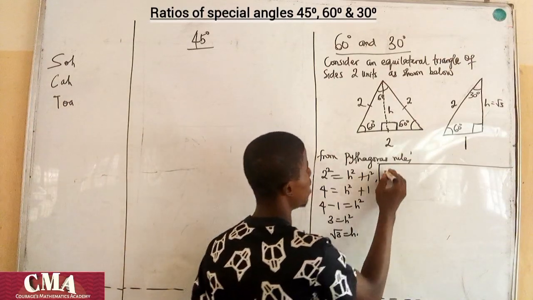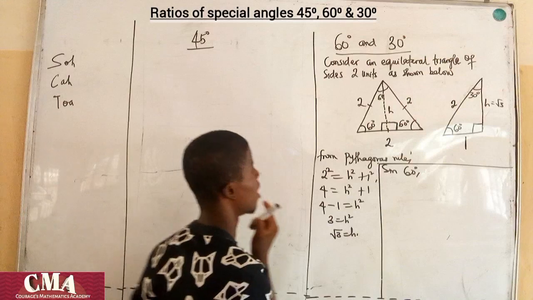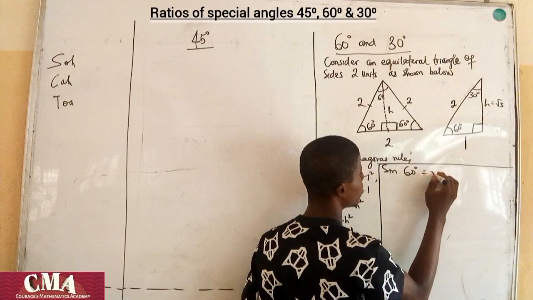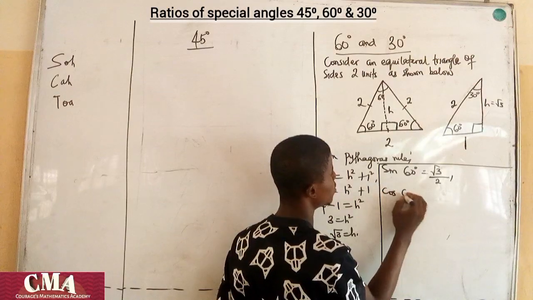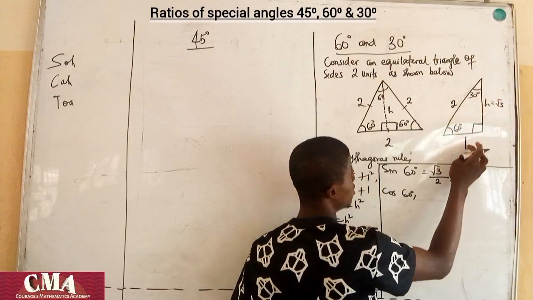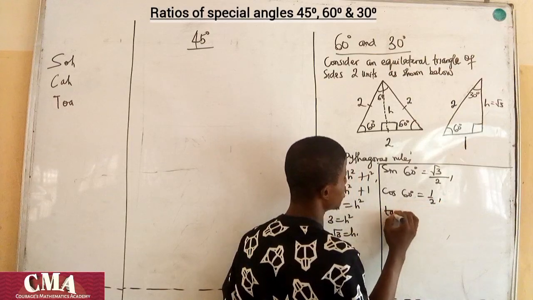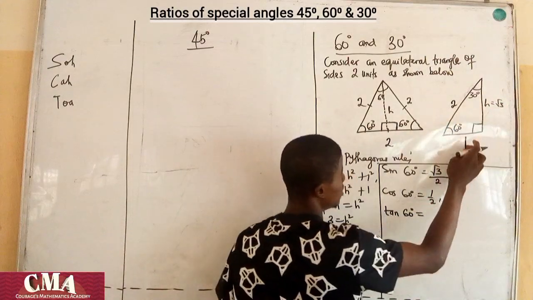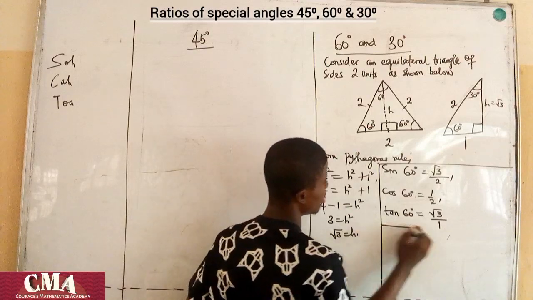Now, for sine 60 degrees, that's opposite over hypotenuse. This is 60 degrees. Opposite it is root 3. The hypotenuse is what? 2. For cos 60 degrees, we have adjacent over hypotenuse. That's 1/2. For tan 60, we have opposite over adjacent. That's root 3 over what? 1.